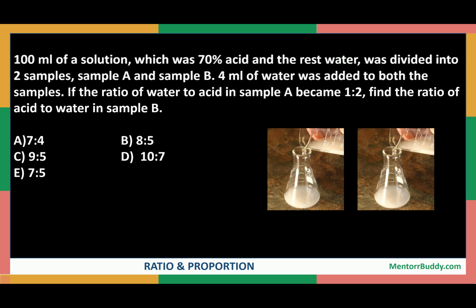The question says: 100 ml of a solution which was 70% acid, and the rest water, was divided into two samples, sample A and sample B. 4 ml of water was added to both the samples. If the ratio of water to acid in sample A becomes 1:2, find the ratio of acid to water in sample B. Okay, so friends, what has been given?